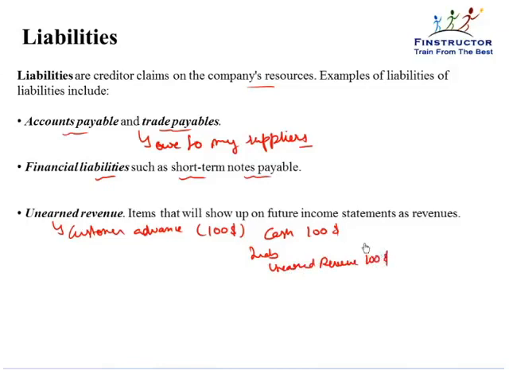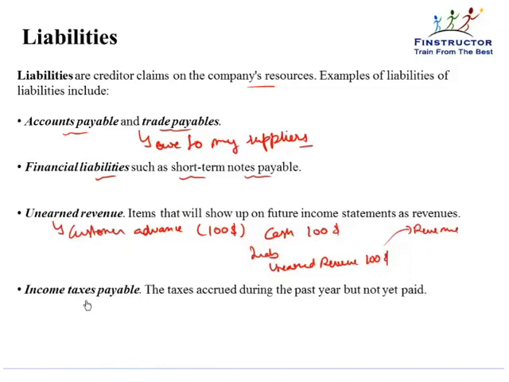As I deliver the product, the unearned revenue will become an earned revenue, or will come in my books as a revenue, and this liability will get extinguished. So these are items that will show up on the future income statements as revenues once I deliver the product. Income taxes payable are taxes that have been accrued in the past but haven't yet been paid to the government.